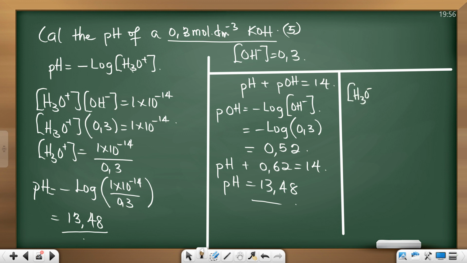Concentration of hydronium ion is equal to 10 to the negative pH. In the same way, the concentration of hydroxide ion will be equal to 10 to. But that n is very important. Look, I could change this question now from KOH to calcium hydroxide. It's going to be.